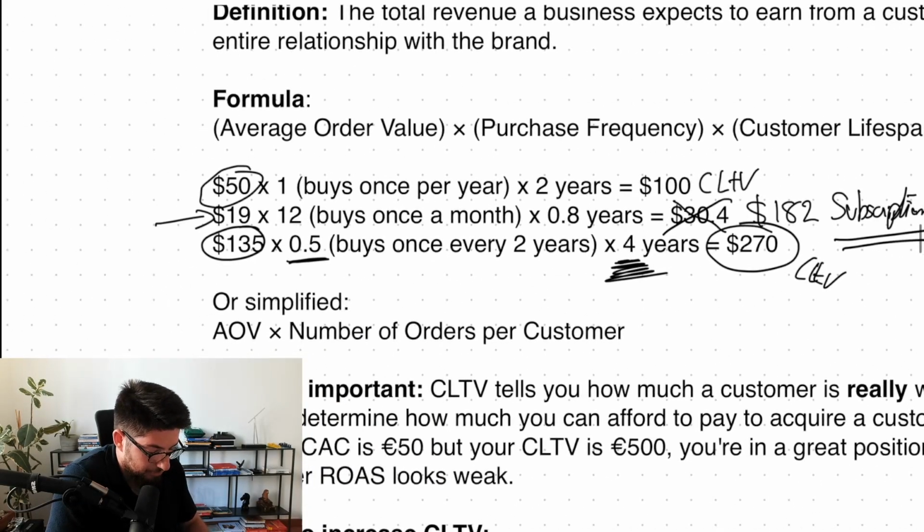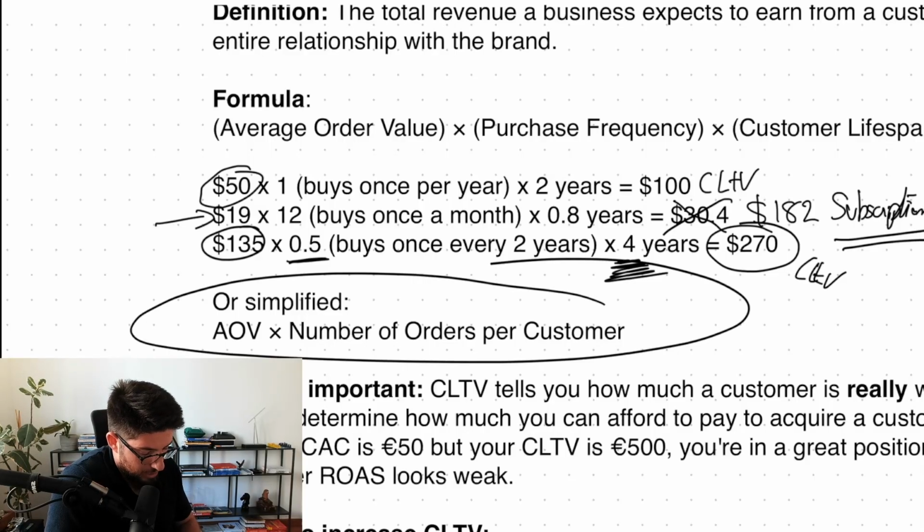Now, if you simplify the formula, which I would like to do, this is it, okay? So AOV times number of orders per customer, which can also be an average. But this depends on how detailed you want to be with things. If you want to have something like an approximation to understand how things are going, just do AOV, average order value, times the average number of orders per customer.